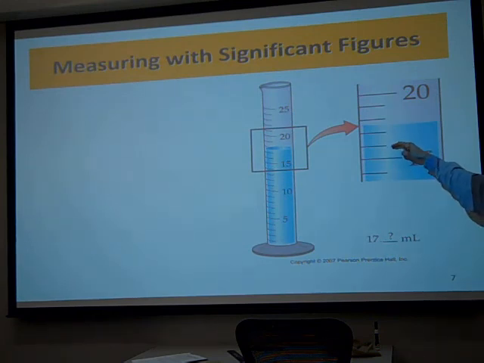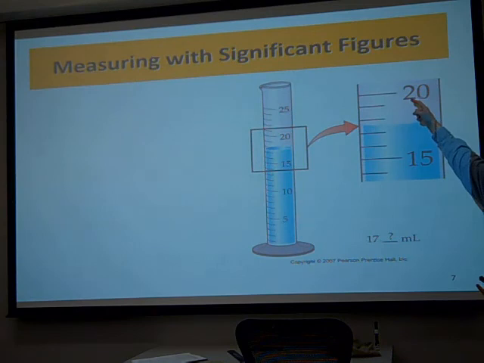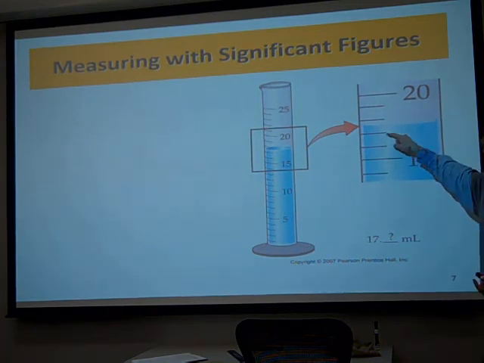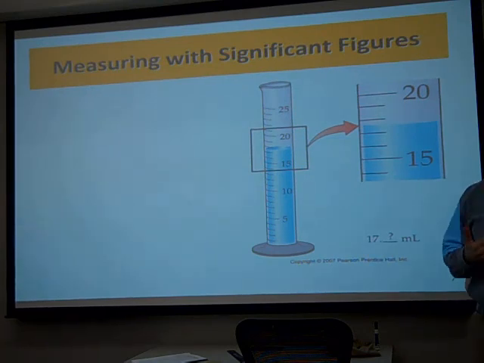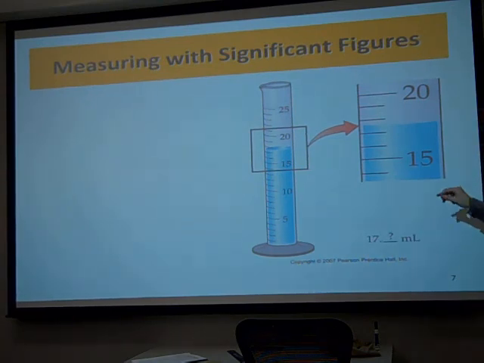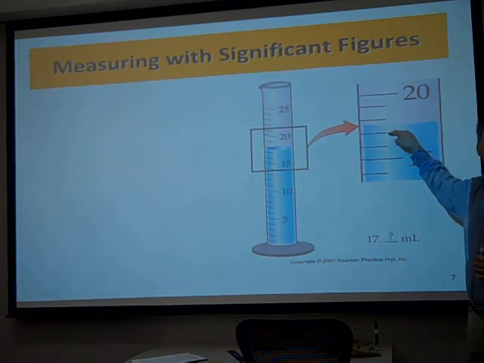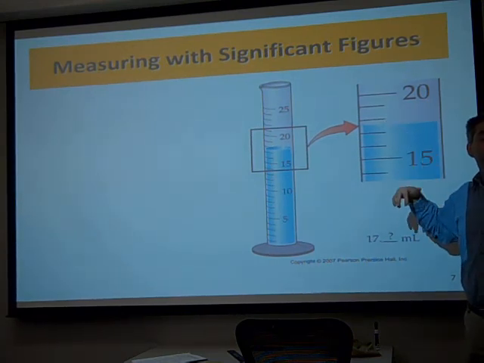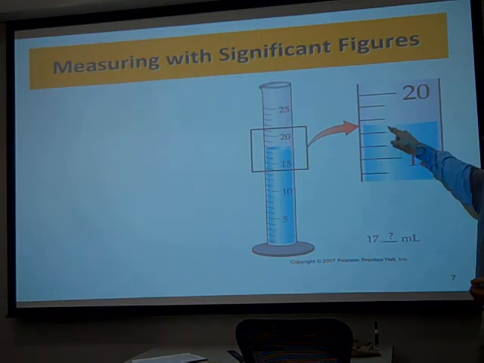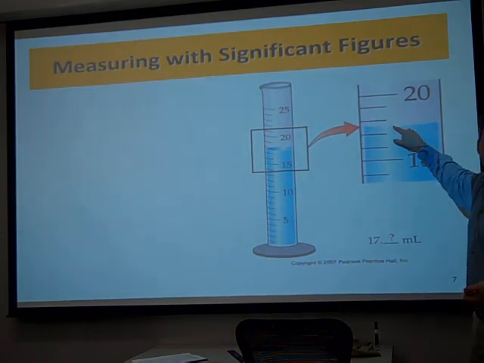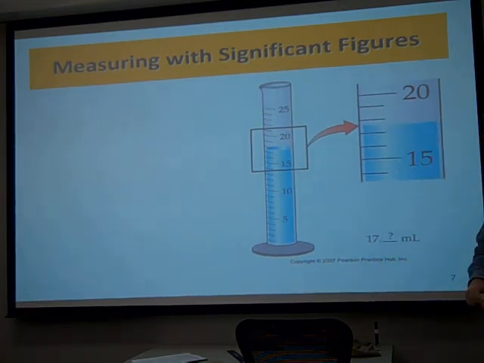So each marking is worth how much? Ones. 1. Each marking is worth 1. So this is 16 then, this is 17, and this is 18. So I can be absolutely 100% certain that this is in between 17 and 18, right? It's less than 18 but greater than 17. You all agree? Okay. But I don't know exactly how far between this is. I have to estimate between these smallest markings.